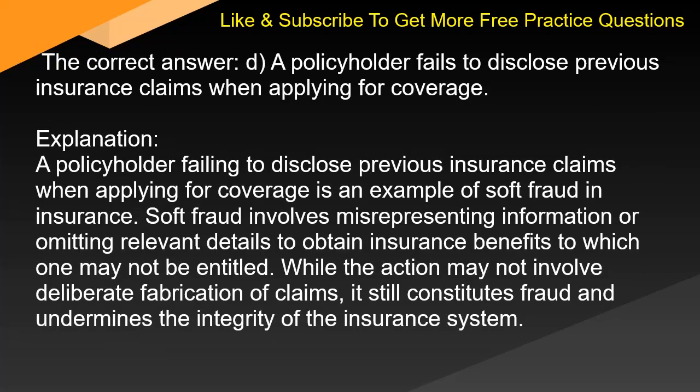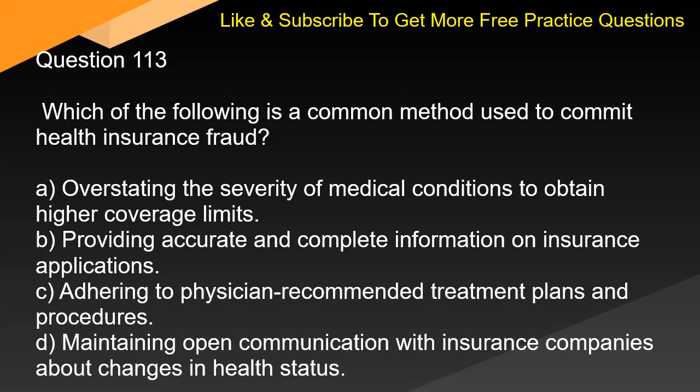The correct answer: D. A policyholder fails to disclose previous insurance claims when applying for coverage. Explanation: A policyholder failing to disclose previous insurance claims when applying for coverage is an example of soft fraud in insurance. Soft fraud involves misrepresenting information or omitting relevant details to obtain insurance benefits to which one may not be entitled. While the action may not involve deliberate fabrication of claims, it still constitutes fraud and undermines the integrity of the insurance system.